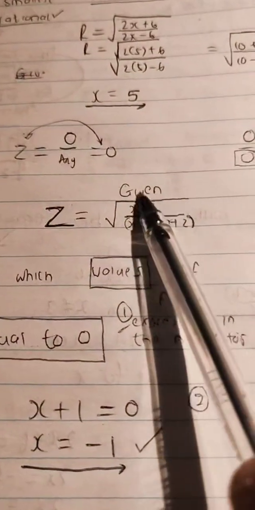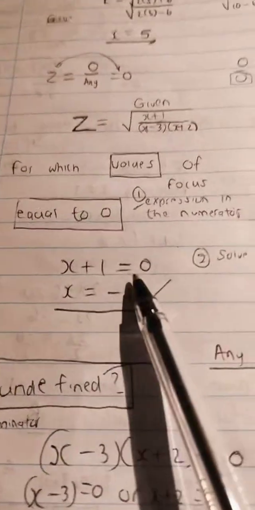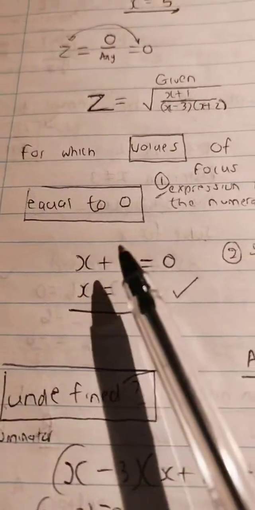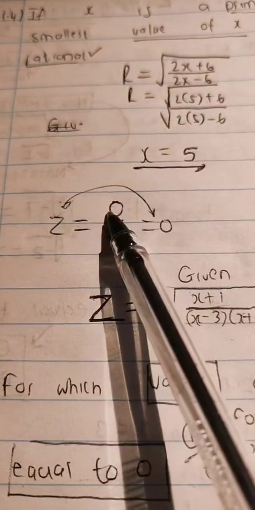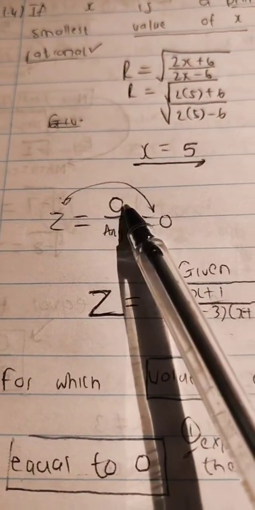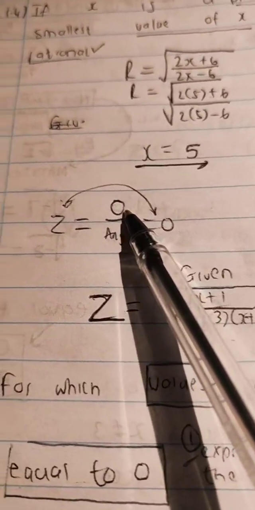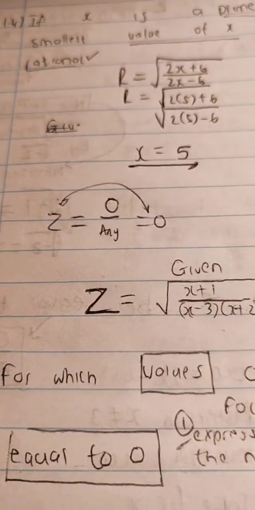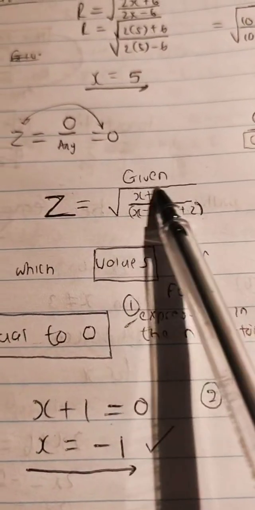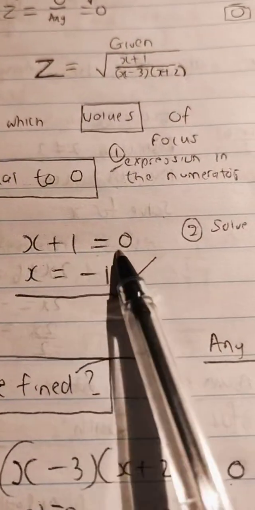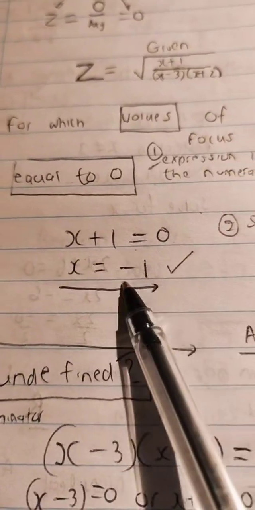We take the expression in the numerator, which is x plus 1. We equate it to 0. Why are we taking the expression in the numerator and equating it to 0? It's because we understand that for a fraction, in order for us to have an answer that is 0, 0 must be in the numerator, not in the denominator. So for the expression, we take the expression in the numerator, we make it equal to 0, then we solve for x. Therefore, x is equal to -1.